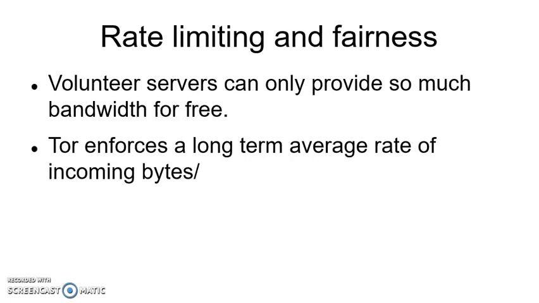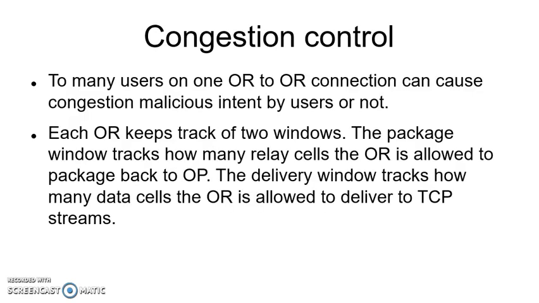Volunteer servers can only provide so much bandwidth for free, and they don't want to overrun their volunteer servers with traffic, so Tor enforces a long-term average rate of incoming bytes. So with regard to congestion control, too many users on one onion router to onion router connection can cause congestion, whether it's by malicious users or not.